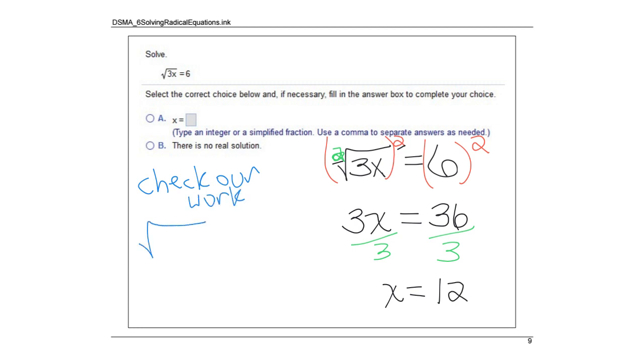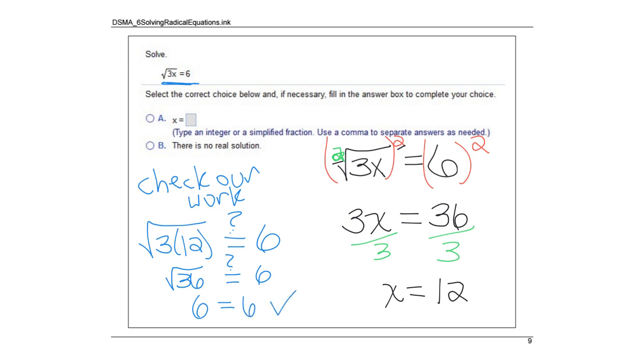So we're going to have the square root of 3, and we're going to go ahead and put 12 in here. I'm going to put a question mark over the equal sign because I'm checking. And then on the other side, we have 6. Right, we're going back to the original problem. You want to always go back to the original problem. Okay, so that would give me the square root of 36 is equal to 6. And then the square root of 36 is 6. So I have 6 equals 6. And so that's good. It's good to go. So we're going to go ahead and take that answer of 12. All right, let me head to part 2.